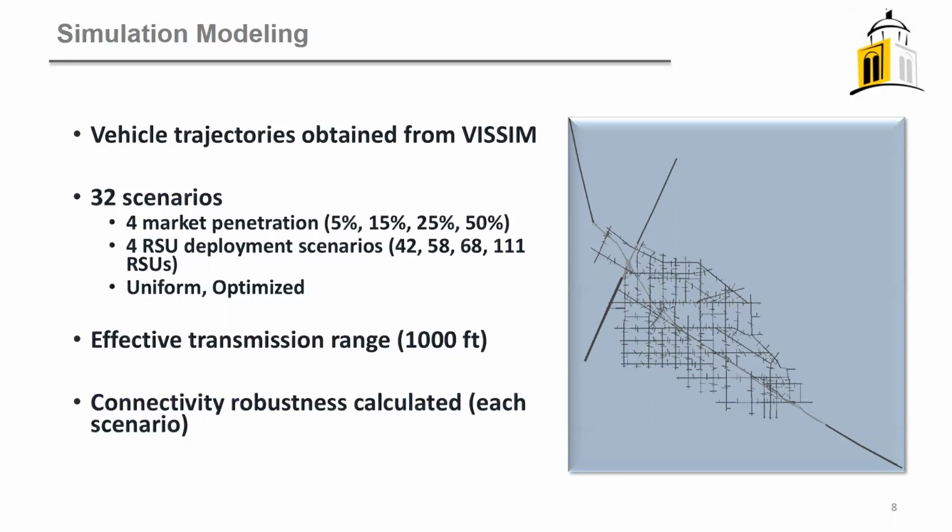Okay, so I noted that you actually focus on the transmission range. That is DSRC, right? 1,000 feet. Yeah. Okay. So have you considered any 5G or any other potential?